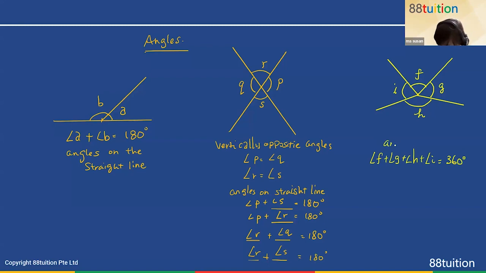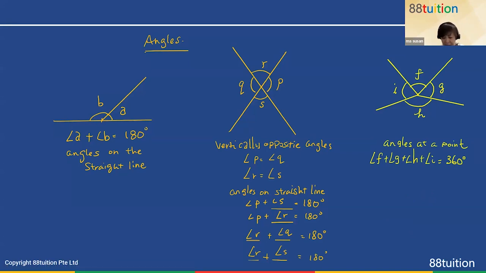We call them angles at a point. Okay. Like a firework. Why firework? If you take a look, it is like that, right? So all these, any angles formed around the point by the straight lines here add up to be 360. So we have these few of them: angles on the straight line, vertically opposite angles, angles at a point.